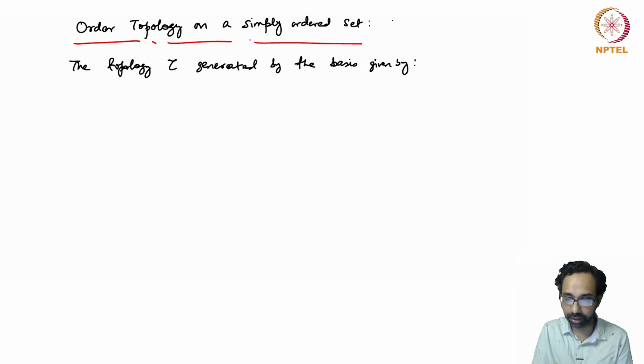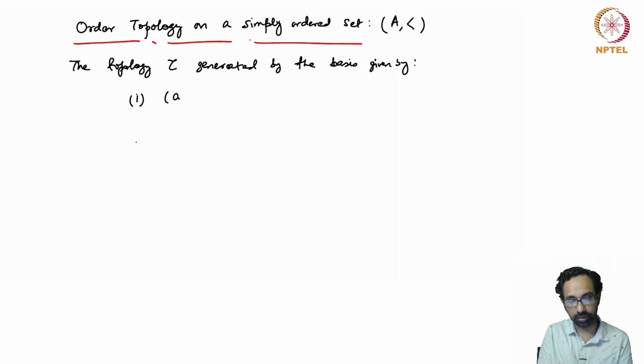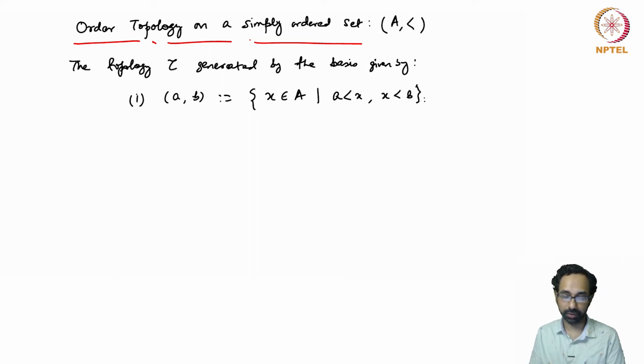So of course here let A be the set, with the strictly less than sign being the simple order on A. So the first kind of sets are just the open intervals. So in analogy with the real line, you have (a, b), which is simply the set of points x in A such that a < x and x < b. So just as we did for the real line, we can define this for any simply ordered set.